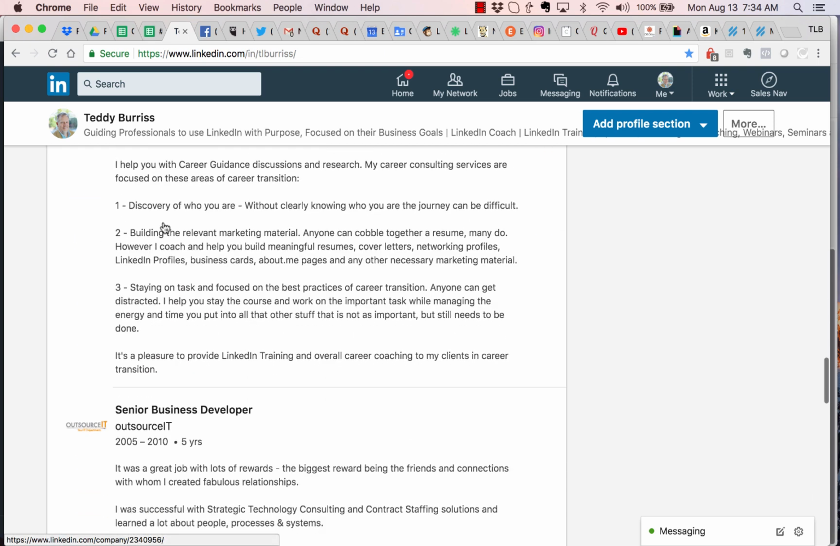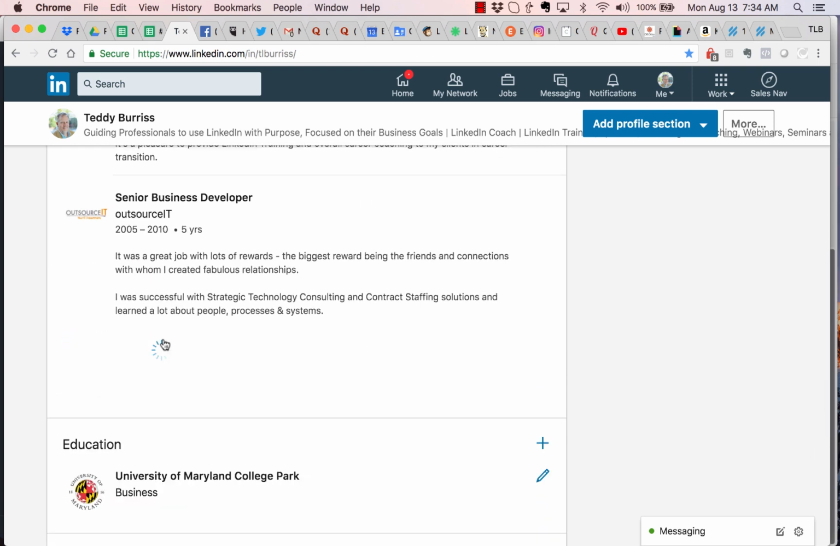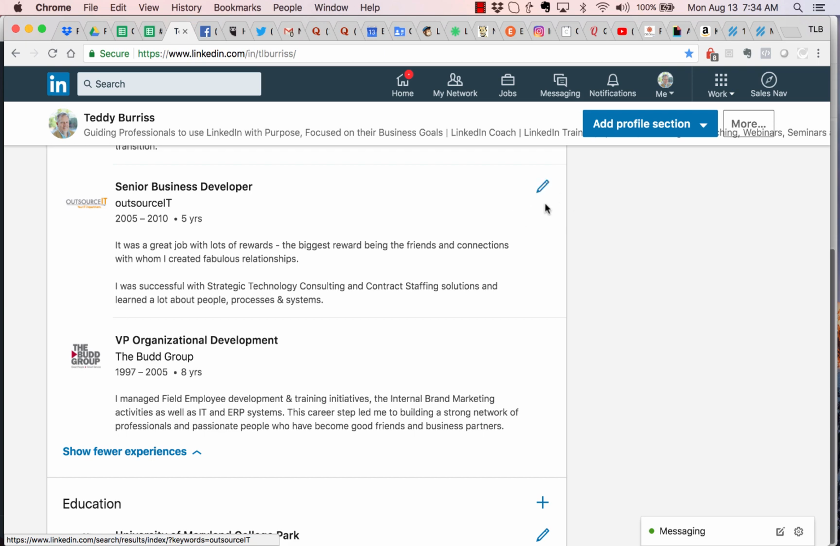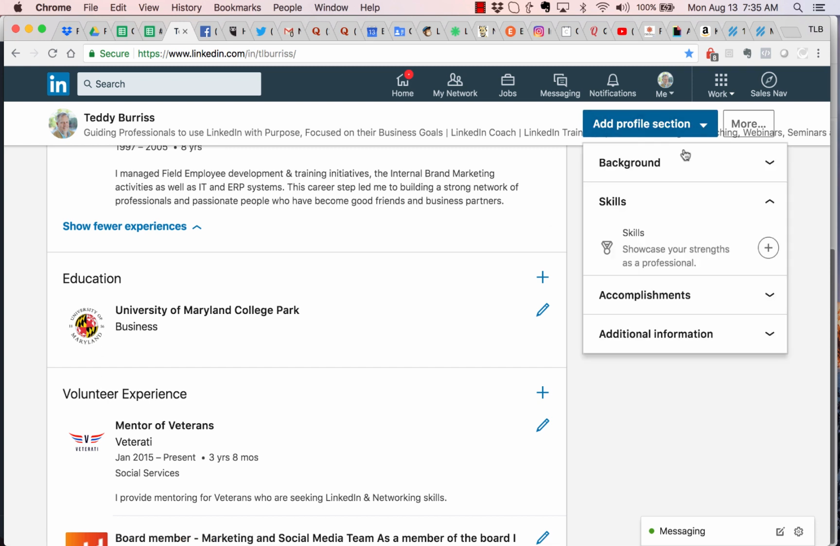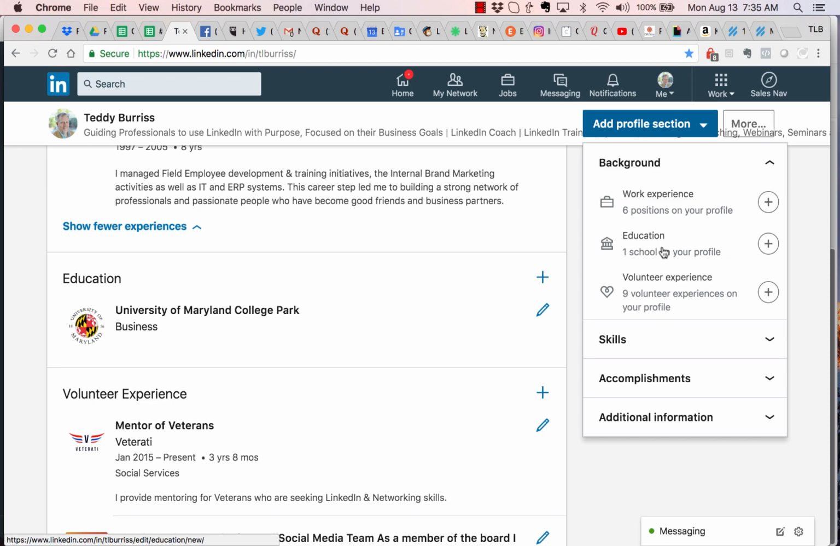But if you look at the positions that have ended, that I no longer work at, this one here, there's no move tool. Additionally, you cannot rearrange experience, education, and volunteer. Those are going to be in that order. Typically, the order you're going to see them is what you see up here. Experience, education, and volunteer. That's the order it's going to be in.